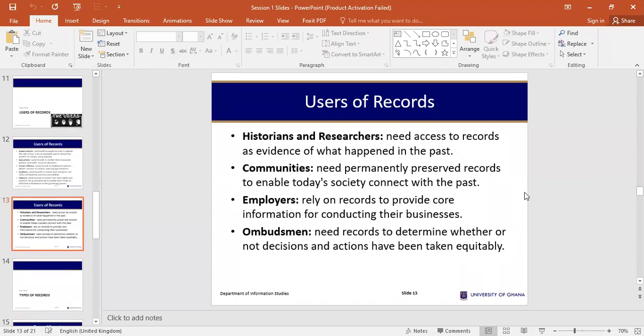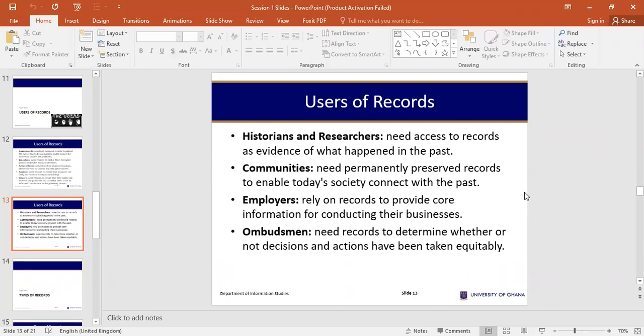Historians and researchers need records as evidence of what happened in the past, to be able to write their articles and their books and the rest. Communities need permanently preserved records to enable today's society to connect with the past. So you know how a community came to be where it is, why there are certain festivals and activities that a community engages in, why there are certain taboos. These all date back to certain practices or happenings in the past. And this could be documented. Where they are documented, you need to make sure that you refer to them. And employers rely on records to provide core information for conducting their businesses.